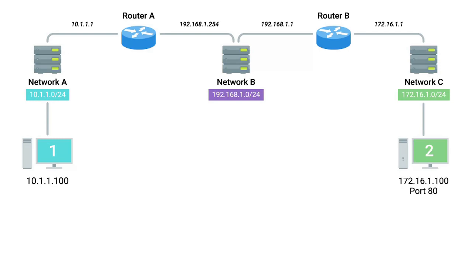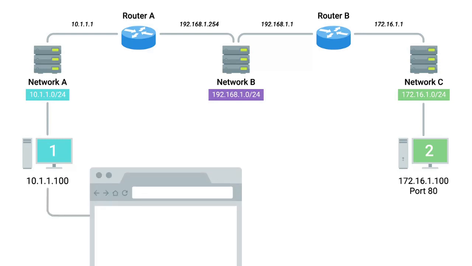An end user sitting at computer 1 opens up a web browser and enters 172.16.1.100 into the address bar. Let's see what happens. The web browser running on computer 1 knows it's been ordered to retrieve a web page from 172.16.1.100. The web browser communicates with the local networking stack, which is the part of the operating system responsible for handling networking functions.